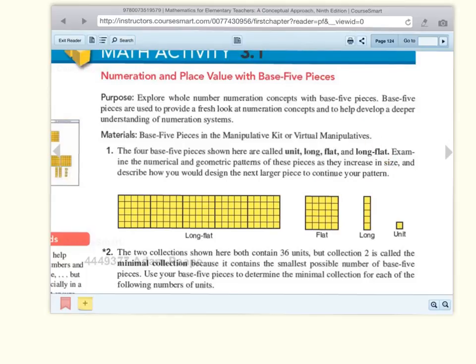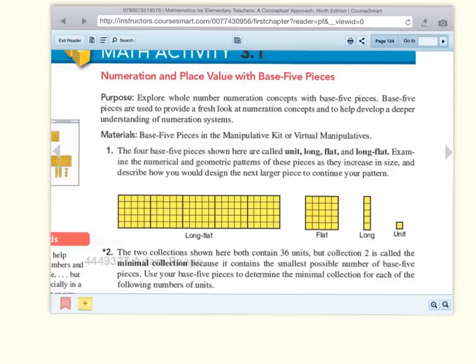So in base 5 and in any numeration system, the unit is simply just one of the pieces. A long is the same amount of units as is the base system. So in base 5, a long is going to be 5 units. In base 4, it'll be 4 units. Base 6, 6 units. Base 10, 10 units. A flat will be whatever the base is squared. So this is 5 by 5, so it contains 25 units.